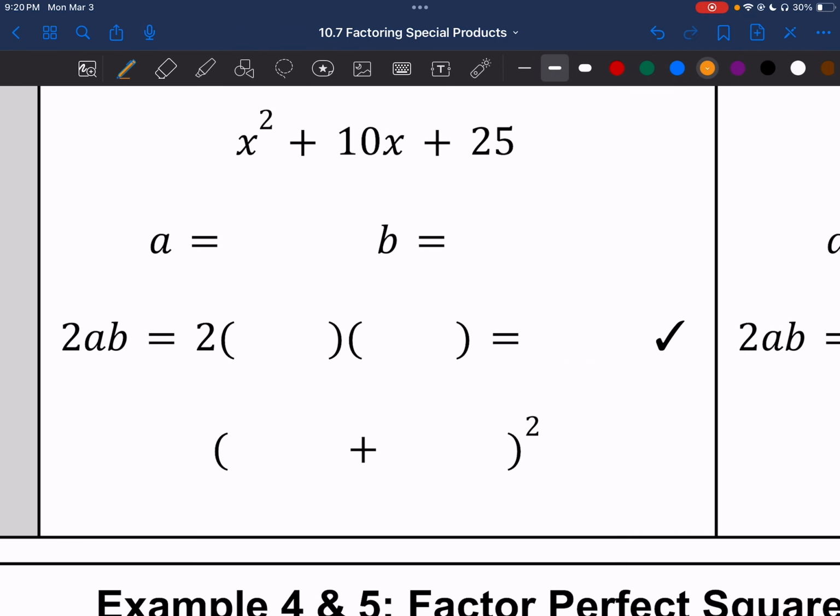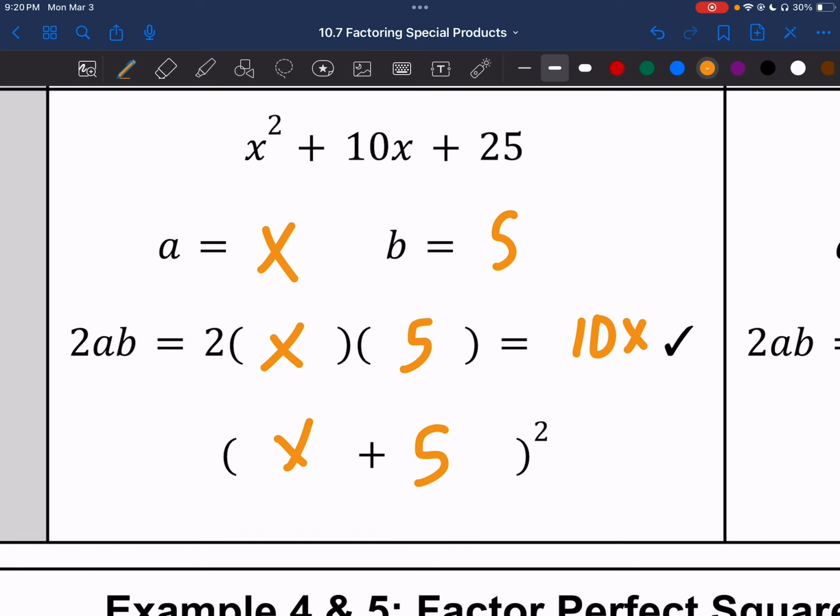So let's take a look at our values. Our a value in the a term is x. Our b term is 5, right? Because we took the square root of those two. So we've got 2ab, so it's 2 times x times 5. Well, that equals 10x. So we have the quantity x plus 5. So what we're looking for is that the first term and the last term are perfect squares, and the middle term is twice those two factors multiplied together.